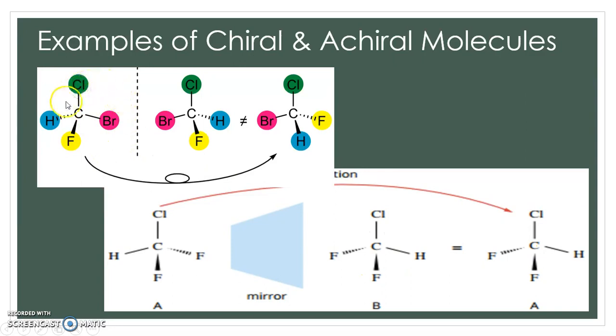However, look at this carbon on the top here. There are 4 different groups on this carbon. If we draw the mirror image of this carbon atom, it will look like this. And the mirror image can never superimpose onto the original molecule. So these two are a pair of enantiomers.